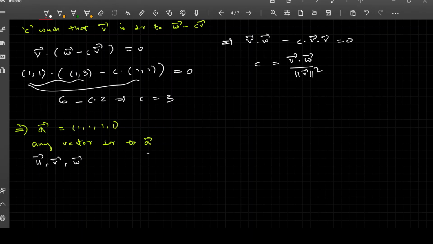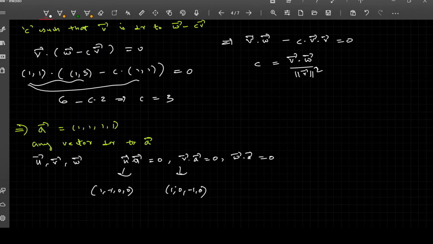So what's the basic condition? U vector dot A vector should be 0, V vector dot A vector should be 0, and W vector dot A vector should be 0. The dot product must be 0. So if that is the case, I can take U vector as 1 comma minus 1 comma 0 comma 0. If I just do the dot product, the value will be 0. And for V, I can take 1 comma 0 comma minus 1 comma 0. And this is also a vector which is perpendicular to A vector. And the third can be 1 comma 0 comma 0 comma minus 1. Fine. So this is how it works.